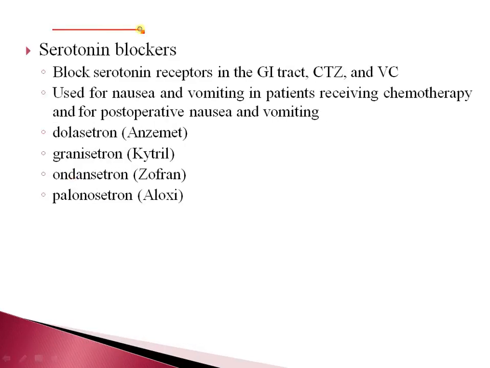The last part is serotonin blockers. These block the serotonin receptor in the GI tract, CTZ and brain, and are used for nausea and vomiting in patients receiving chemotherapy, the chemoreceptor trigger zone, and post-operative nausea and vomiting. Examples are dolasetron, ondansetron, granisetron and palonosetron. These are examples of serotonin blockers, meaning they block serotonin.